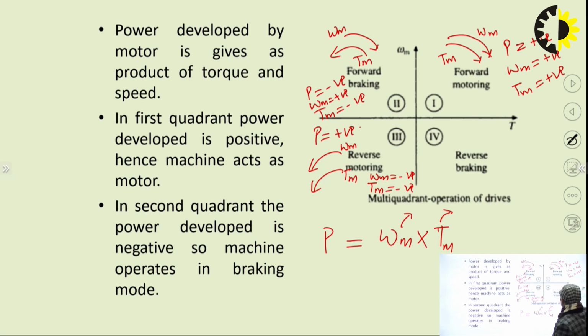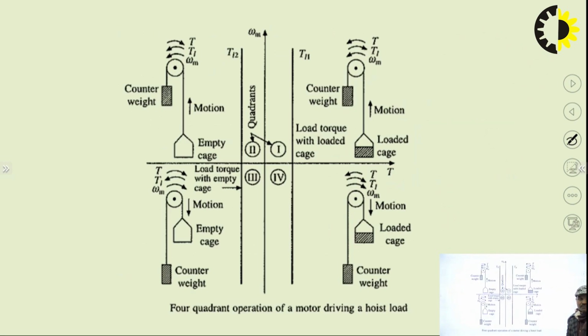Similarly, here torque is positive and speed is negative, and therefore power will be negative. So torque is positive, speed is negative, and therefore the product of speed and torque will be negative.